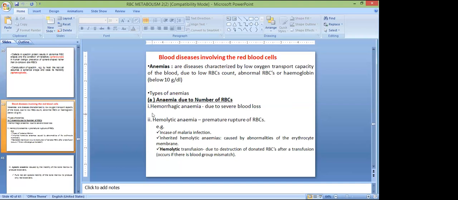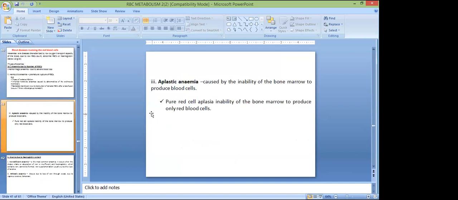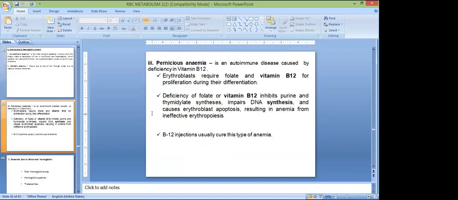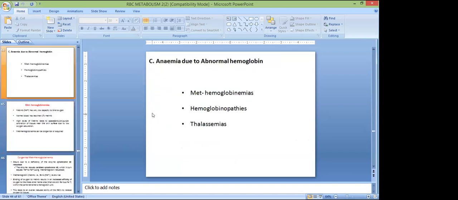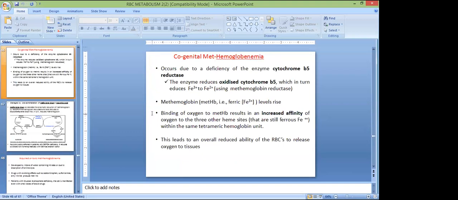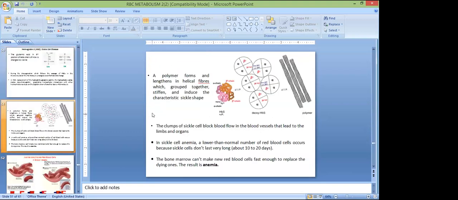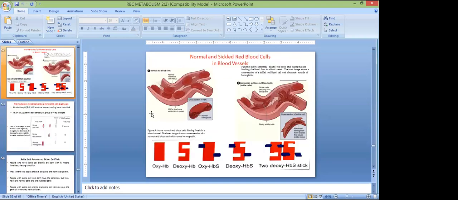Blood diseases involving the RBCs, anemia, we'll mention it more with pathology and even in clinical pharmacy. Then also this one, we'll mention them in the same place with pathology, so we won't cover that now. Sickle cell, the same.